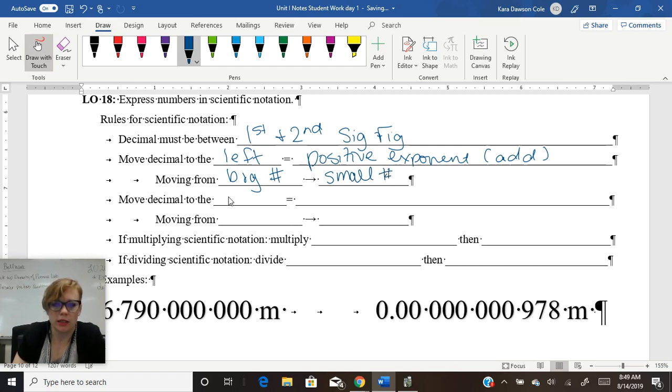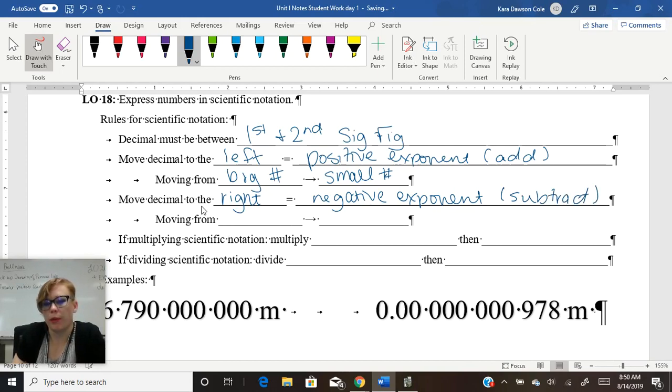And then if we move the decimal to the right, we have a negative exponent, which means we subtract. The reason that it's a negative exponent is because we're moving from a small number to a big number.